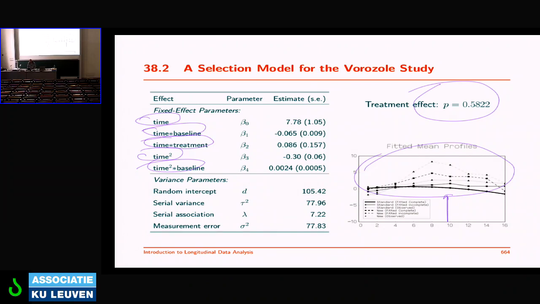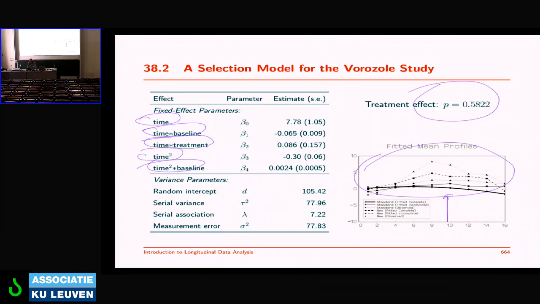Now, having said that, of course we can look at the fitted profiles, and that's what they are, and they overlap because there is so little treatment effect. But the observed profiles can be considered in different ways. The fitted profile can be considered in different ways.